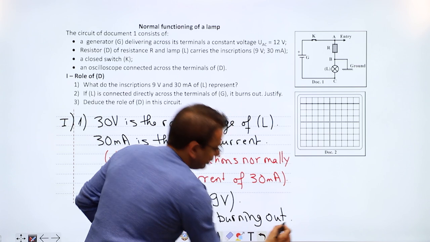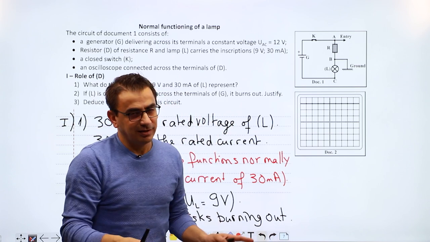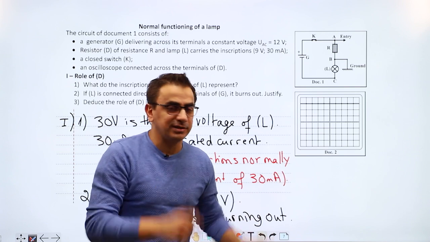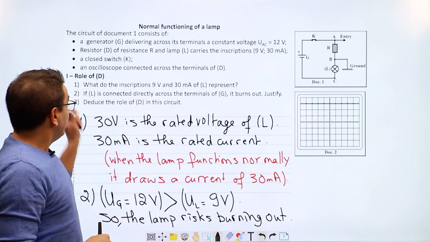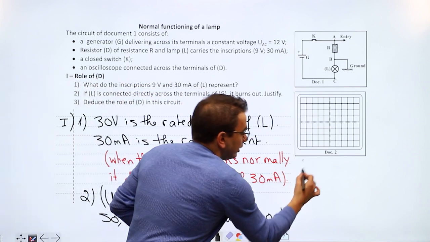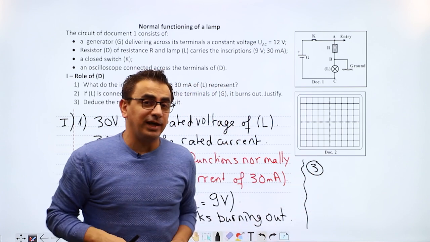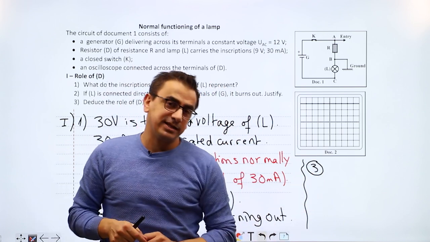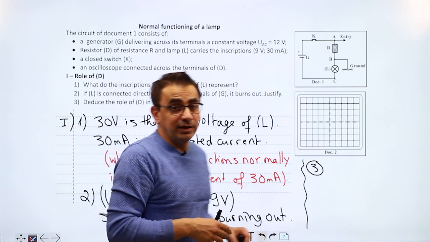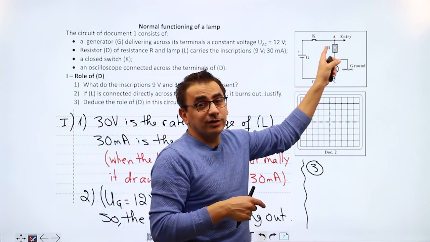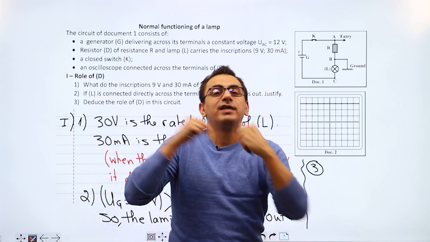Now definitely using risking for the lamp isn't a smart choice. There is a risk for the lamp to burn out, but it's fine. Deduce the role of D. So, in your opinion, D, which we have no clue about yet, what is the role of D in this case? What for do we use D? Apparently, D is the portion of the circuit which is going to take part of that voltage.